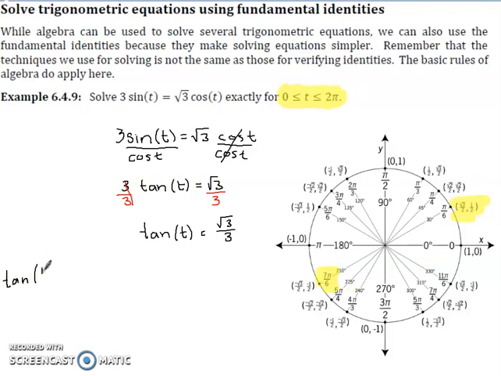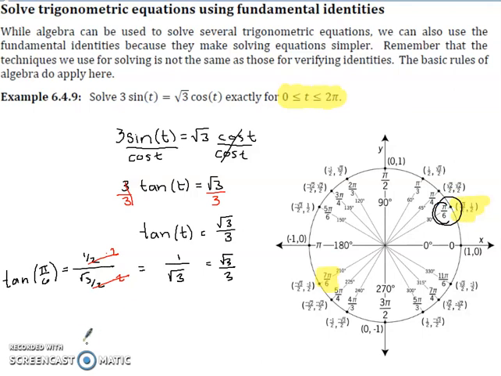Tangent of pi over 6 is my sine, 1/2, over my cosine, which is square root 3 over 2. Multiplying the numerator and denominator by 2, in the numerator I get 1, and in the denominator I get square root of 3. So I have 1 over the square root of 3. And rationalizing, I do get square root of 3 over 3. So one of the angles that we are looking for to get a tangent of square root 3 over 3 is pi over 6.